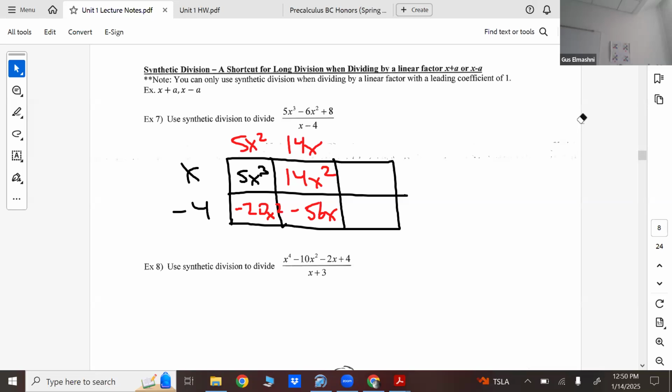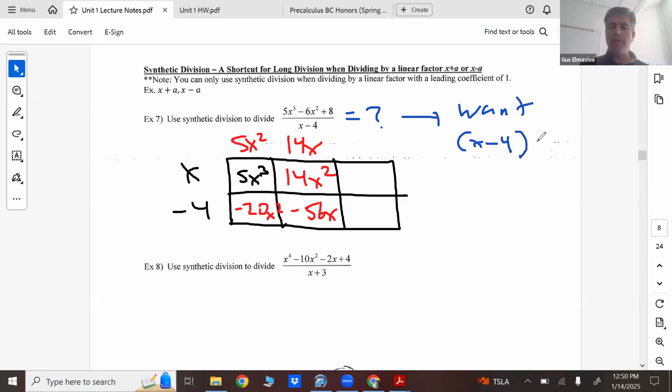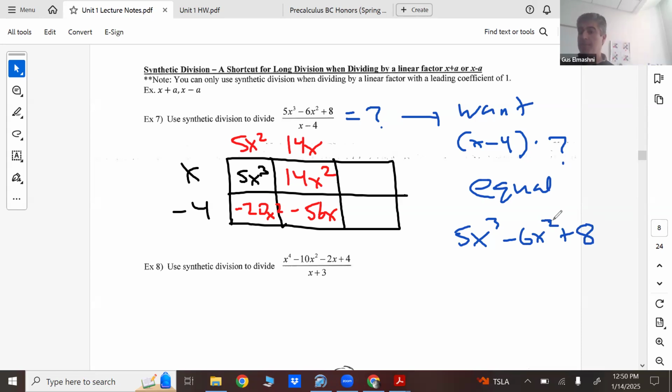So what is our intention, right? Our intention is this. Sometimes we get away from it. What do we want? We want x minus 4 times a question mark to equal 5x cubed minus 6x squared plus 8. That's what we want. So I have to figure that out.